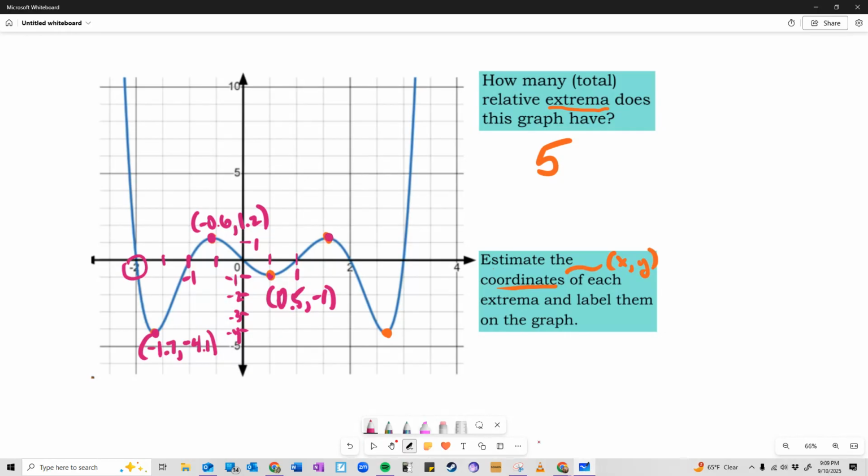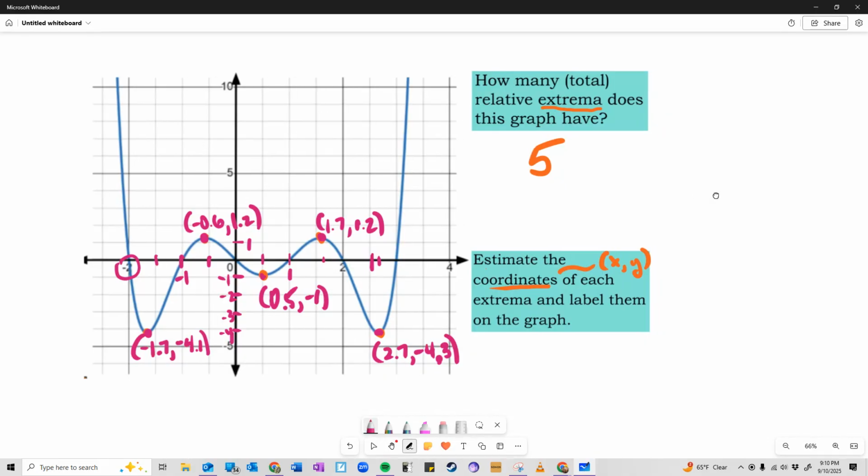Let's see, my relative maximum point comes after that. I would estimate that to be 1.7 comma 1.2. And then finally, this would be 2.5 right here, a little bit past 2.5. Let's call that 2.7. And then a little bit below -4, so let's call that -4.3. Somewhere around there.